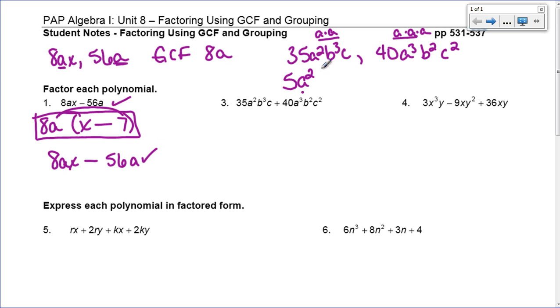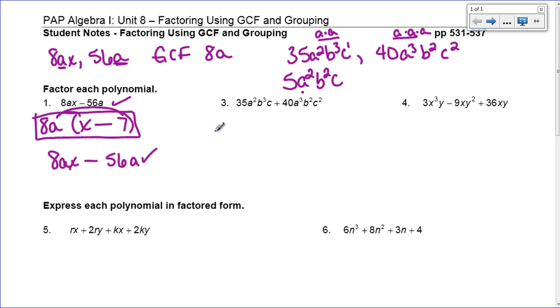So now let's look at the b's. I've got b to the third and b squared. Well, the one with the smallest exponent is the b squared, so that's my GCF. And then for the c's, I have c, which is c to the first, because there's that imaginary one, and then c squared. Well, c to the first is the smallest, so that's part of my GCF. My entire greatest common factor for these two terms is 5a squared b squared c.